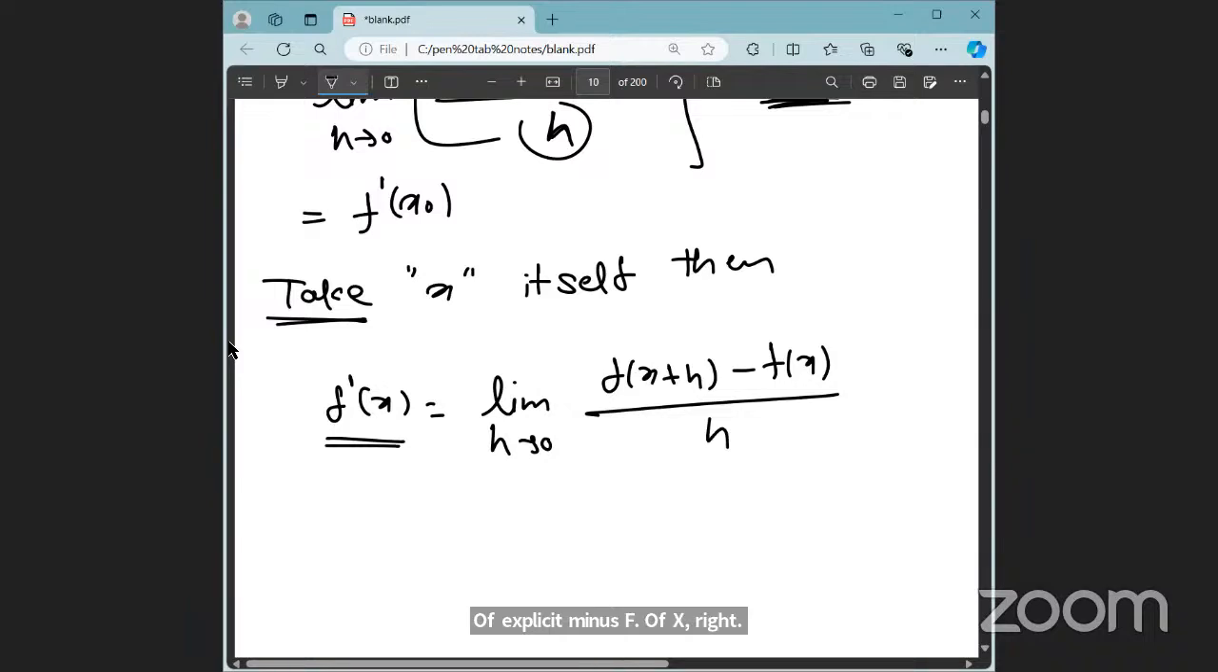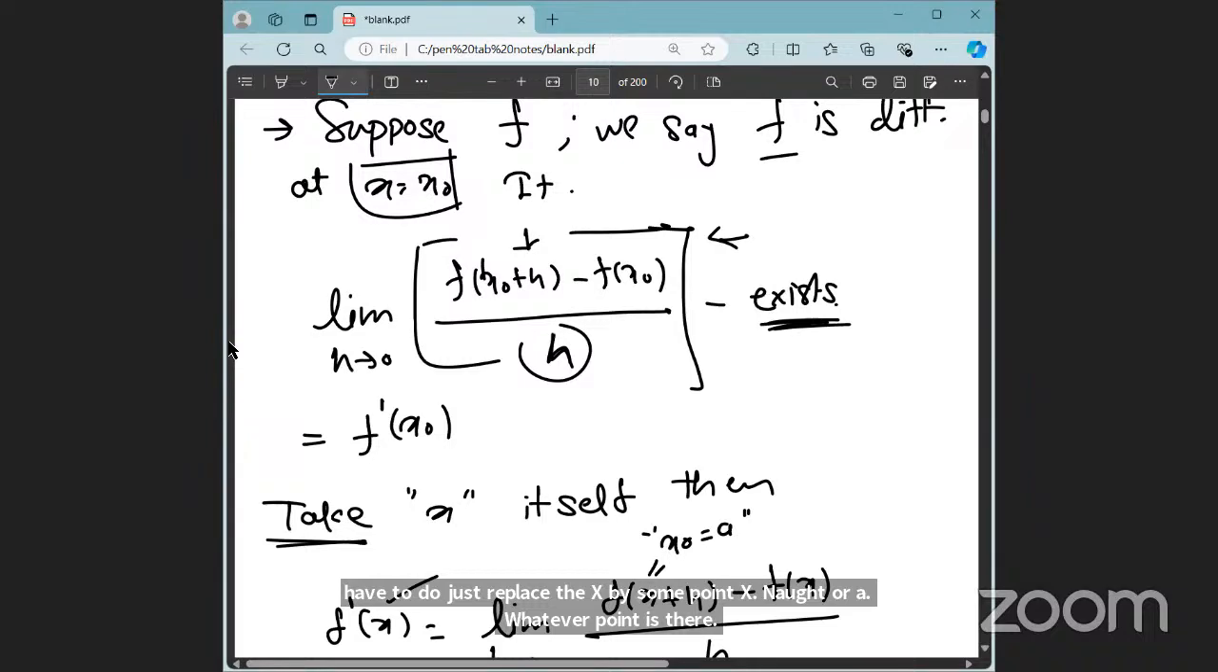So now your derivative becomes a function which has an input, and the input is x. If you want to calculate the value of the derivative at a particular point, you just replace this x by some point, x naught or a, whatever point it is. Does the limit exist at 0 for mod x? No, the limit does not exist for mod x. I'll get back to that particular example, mod x.